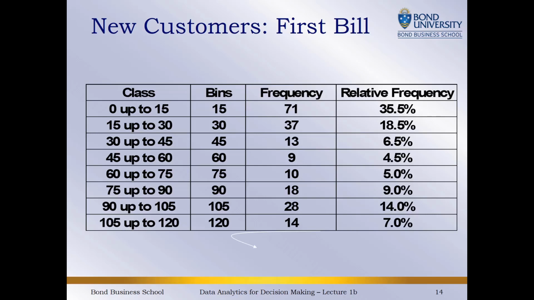Now let's just do some simple logic checks here. Firstly, we should have already checked all the frequencies should add up to 200. You've got it right. All the relative frequencies have to add up to 100% or 1. Exactly. So there's some great logic checks.